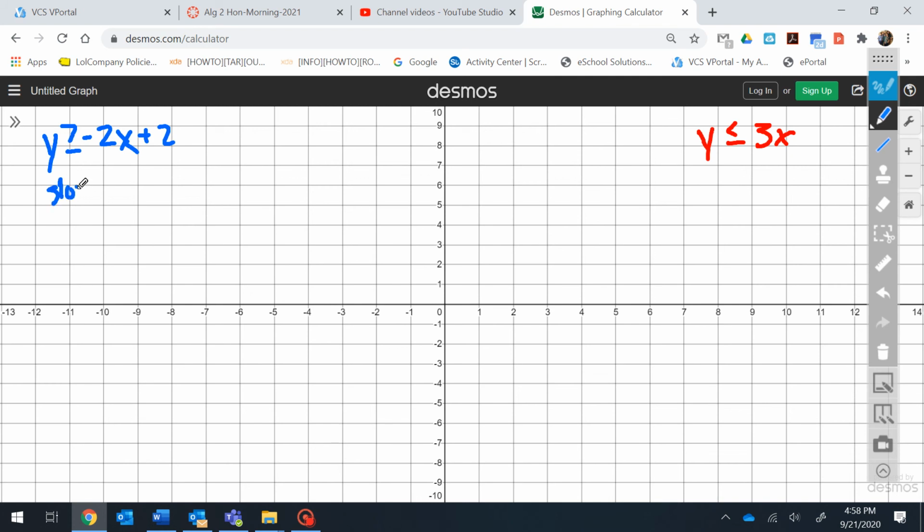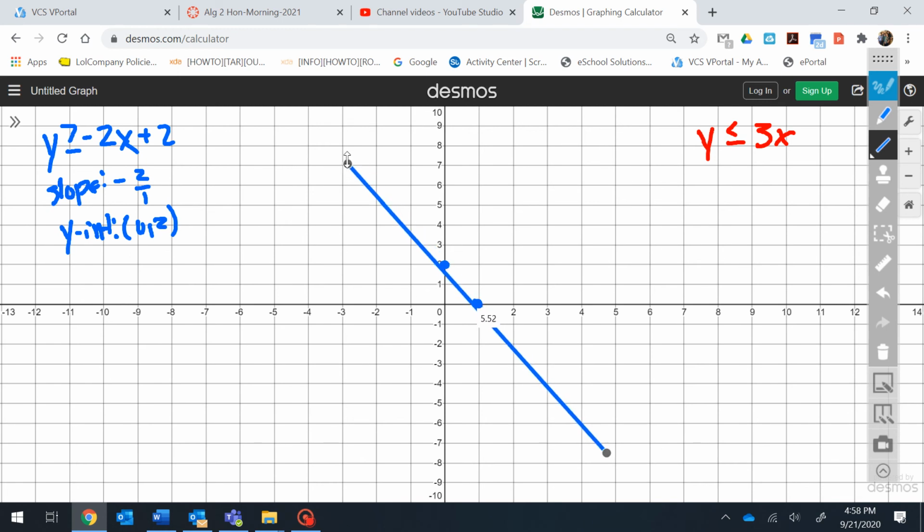The slope of this one, negative 2 over 1. The y-intercept, 0, 2. So I'm going to graph that. 0, 2 is right here. Down 2 and over 1. This is a solid line because of the line underneath the inequality symbol. So I'll draw a solid line.